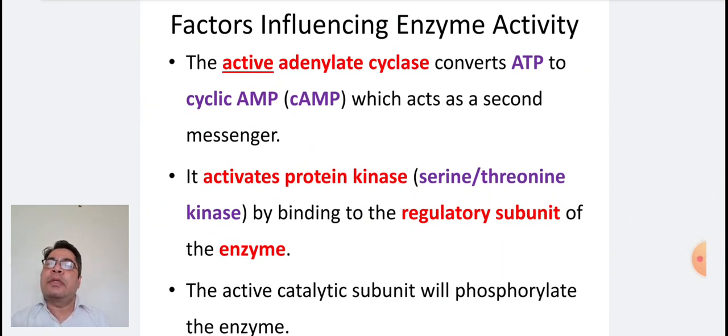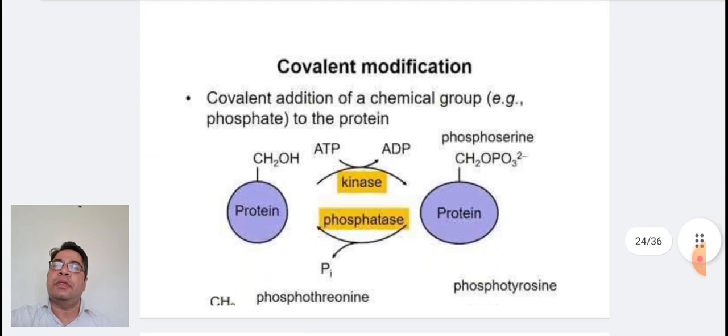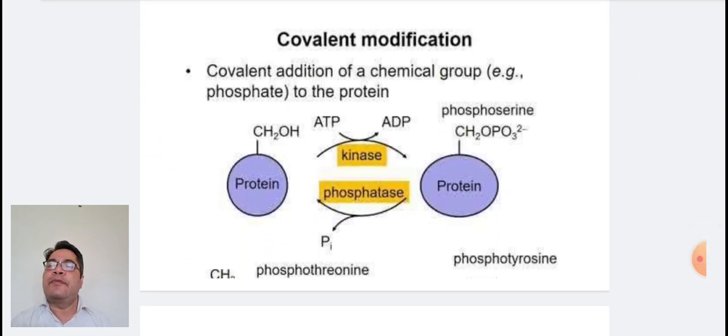The active adenylate cyclase converts ATP to cyclic AMP, which acts as a second messenger. It activates protein kinase, serine or threonine kinase, by binding to the regulatory subunits of the enzyme. The active catalytic subunit will phosphorylate the enzyme. Here in this diagram, we can see that protein in the presence of enzyme kinase gets converted to protein phosphoserine.